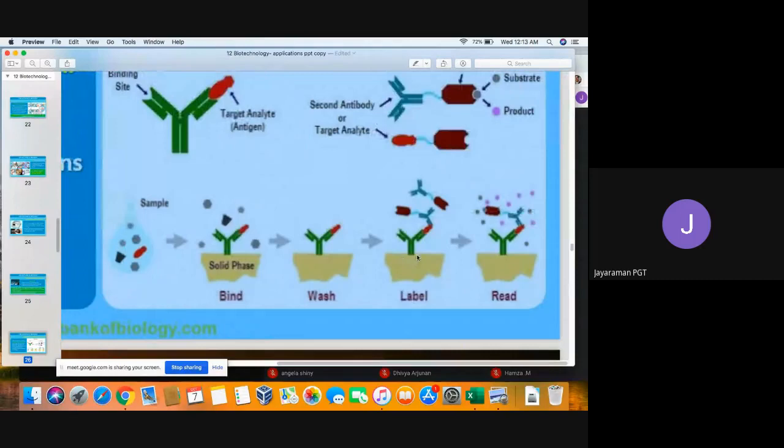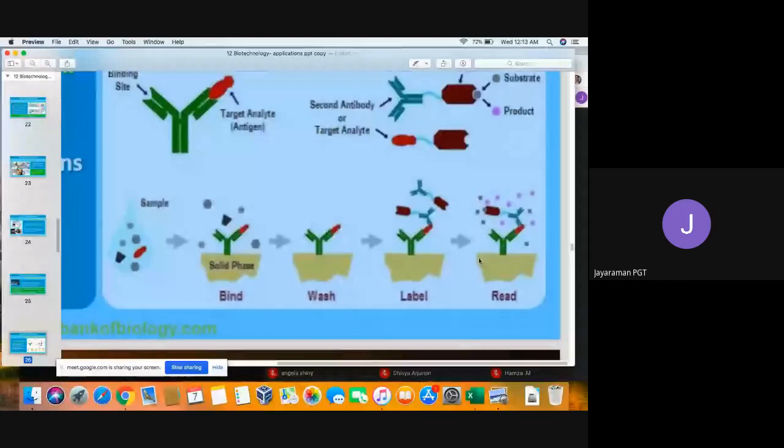When you wash it, unwanted things will go. All the other, free, excess enzymes should not be there, because you have to wash every time. Otherwise, free enzyme will react with the substrate and falsely show presence. That is why you have to wash it. Once washed, the whole bound complex remains attached to the surface, like an adsorbent. Then the substrate for the particular enzyme is added. Any enzyme can be used with its particular substrate, and the substrate can change the color.